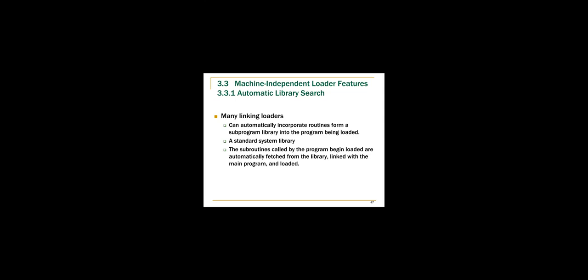In today's class, let us start with machine independent loader features. In the machine independent loader features, the very first feature is automatic library search. What exactly is a library? The very first thing is that we should know what a library is. For example, let us take a C program. There you will have some standard libraries.